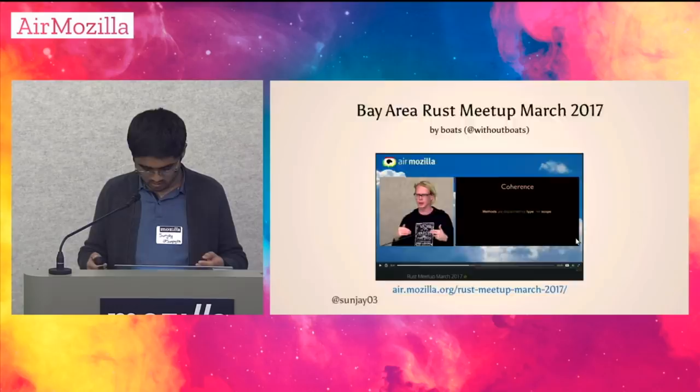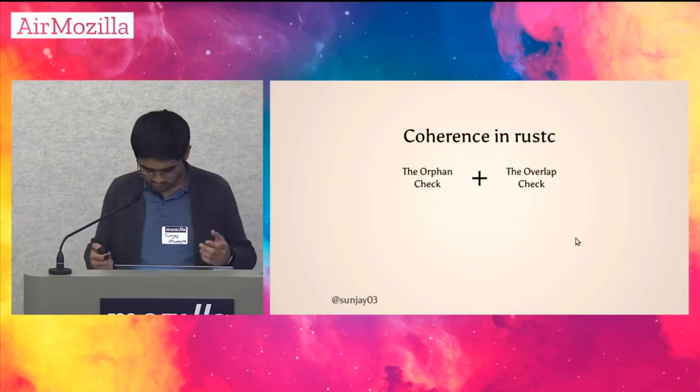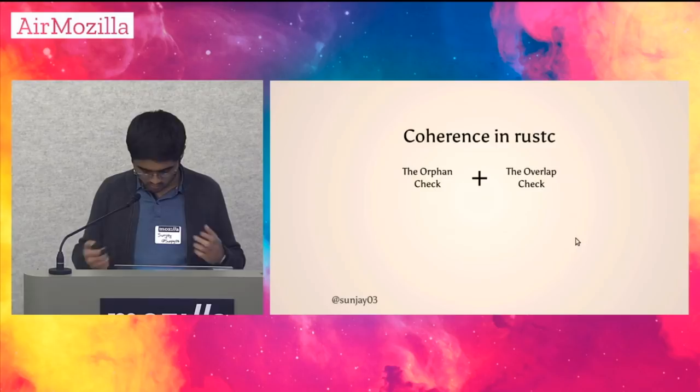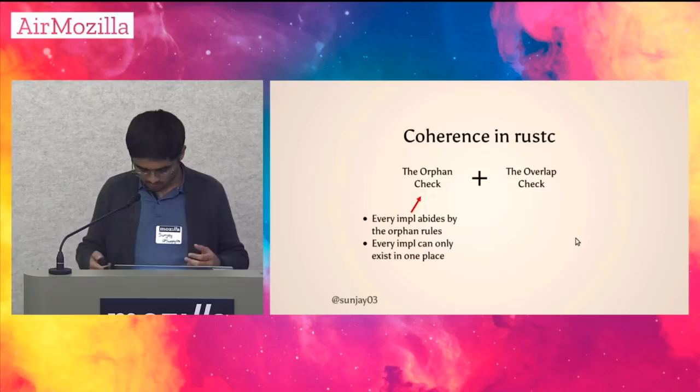So how does the Rust compiler enforce coherence? Well, coherence is implemented as the combination of two checks, the orphan check and the overlap check. The orphan check is designed to ensure that every impl abides by the orphan rules, which we'll talk about in just a minute. This check is what gives us the property that every impl exists in only one place.